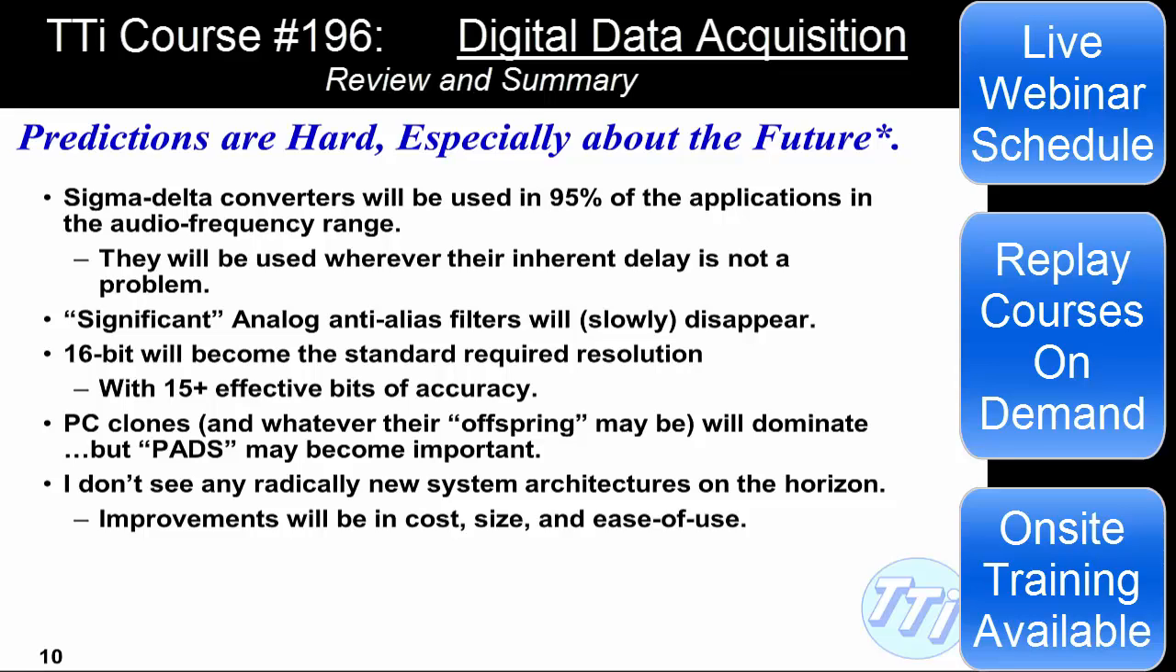PC clones and their offspring will be the computer of choice, but pads are becoming important, particularly if you've got a portable data acquisition system. And some of the software and hardware vendors are supporting iPads and Android pads and that sort of thing. Don't see any radically new system architectures on the horizon. Improvements are going to be in cost, size, and ease of use.